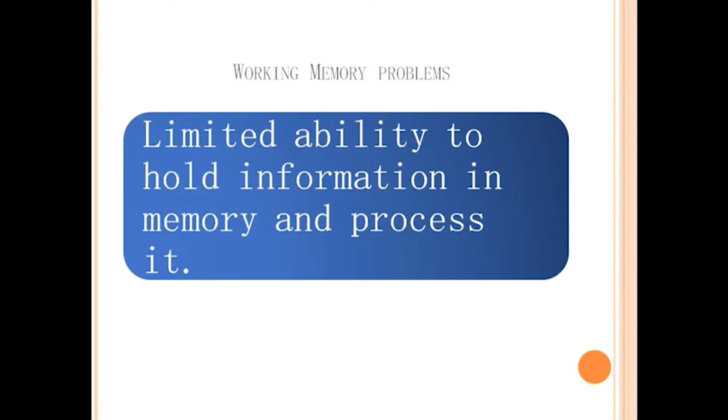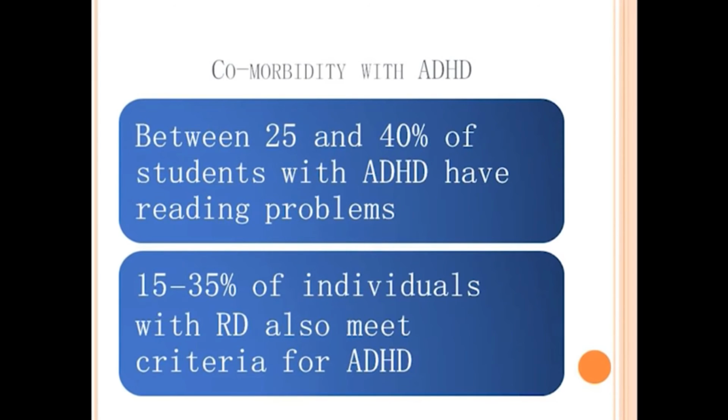These working memory problems are even harder for students with attention and executive function problems. We know that attention problems and executive function problems are often linked, and we know from research that there is great comorbidity with attention problems, executive function problems, and reading disability. Research tells us that between 25 and 40% of students with attention problems have reading problems. 15 to 35% of individuals with reading disability also meet criteria for ADHD.